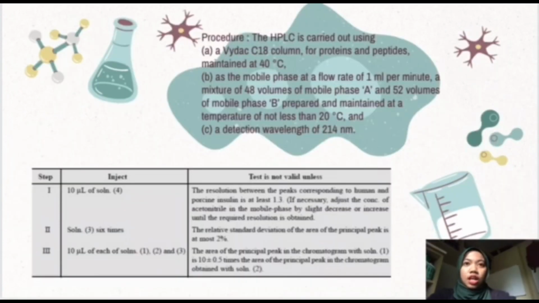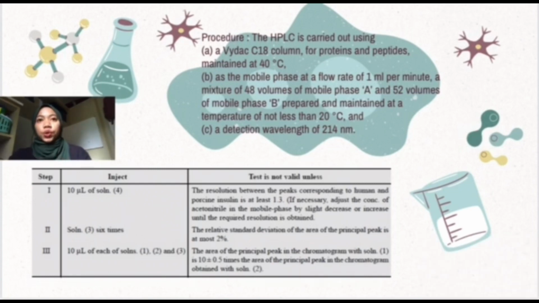Next, the procedure. The HPLC is carried out using a C18 column for proteins and peptides maintained at 40 degrees Celsius, with the mobile phase at a flow rate of 1 ml per minute, at a mixture of 48 volume of mobile phase A and 52 volume of mobile phase B. Prepare and maintain at a temperature of not less than 20 degrees Celsius, with a detection wavelength of 240 nanometer. And this picture shows the result.